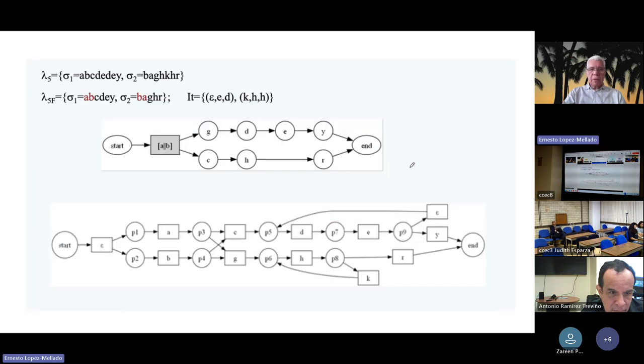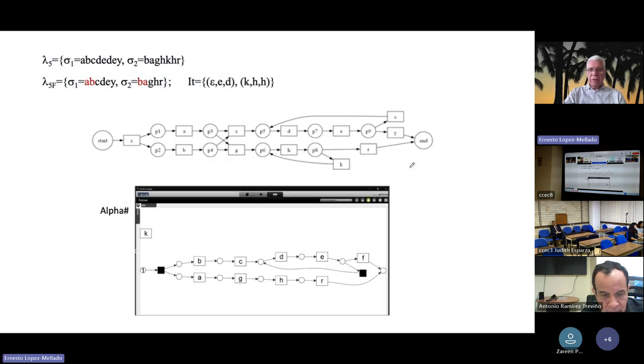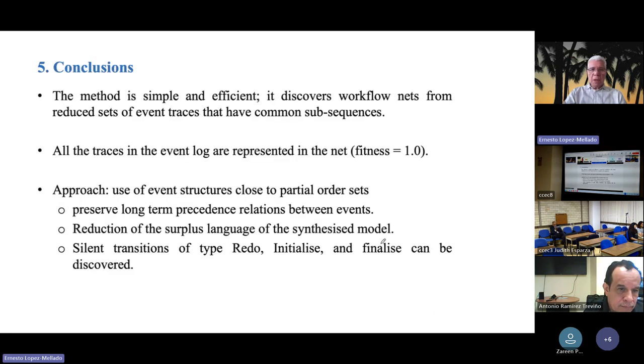and we have another example, and finally we had the same example but executed by another algorithm which cannot obtain the same result. This approach preserves the long-term precedence relation between events.